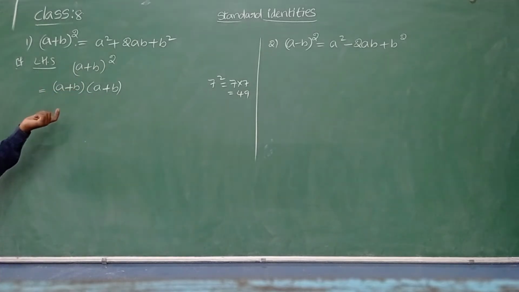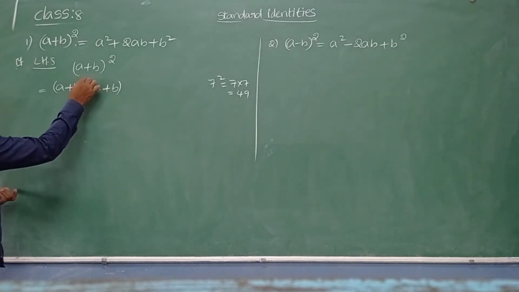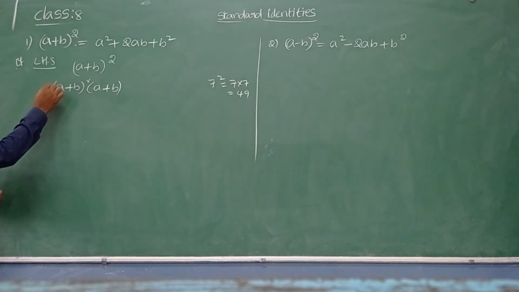Now tell me how it is. Sir, it is like the product of binomials. Binomial into binomial. We already learned how to multiply binomials. To multiply the binomials, take the first term of the first binomial.